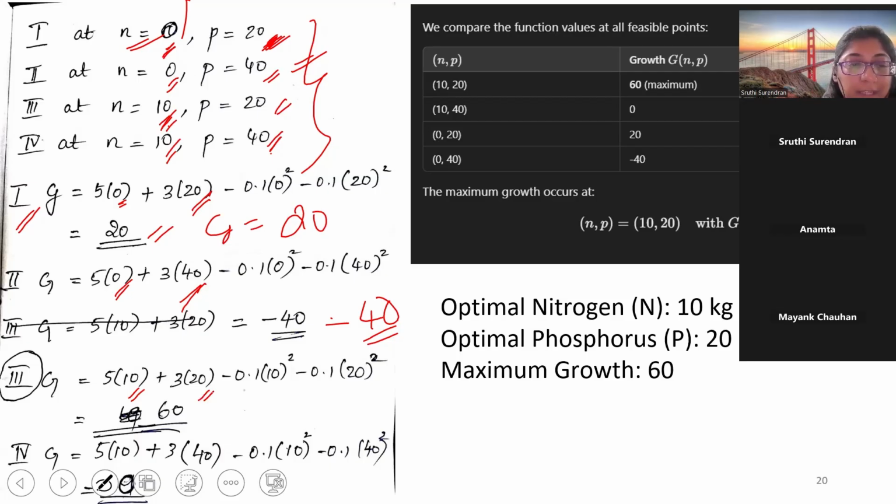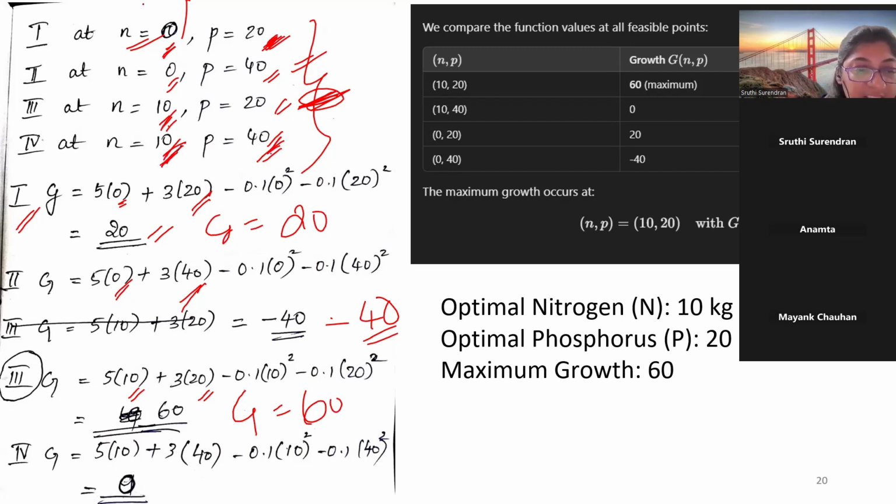And when we solve, we get that growth is equal to 60 when we use this condition. And for the fourth condition, that is when the nitrogen is equal to 10 and phosphorus is equal to 40, when we substitute in this equation, we get the answer as 0. So there won't be any growth.